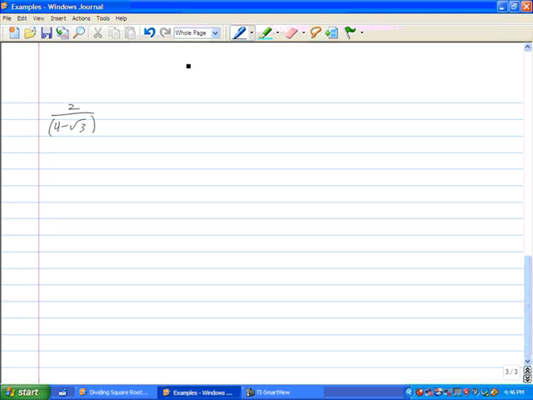And the pattern for conjugates is if you have an a minus b, the conjugate of that is a plus b, and vice versa. In other words, if you had an a plus b, you'd multiply by an a minus b. So, following that pattern, I'm going to multiply by 4 plus the square root of 3. I don't multiply by the exact same thing that was here, like I was doing. Multiply by its opposite, or conjugate, so to speak.